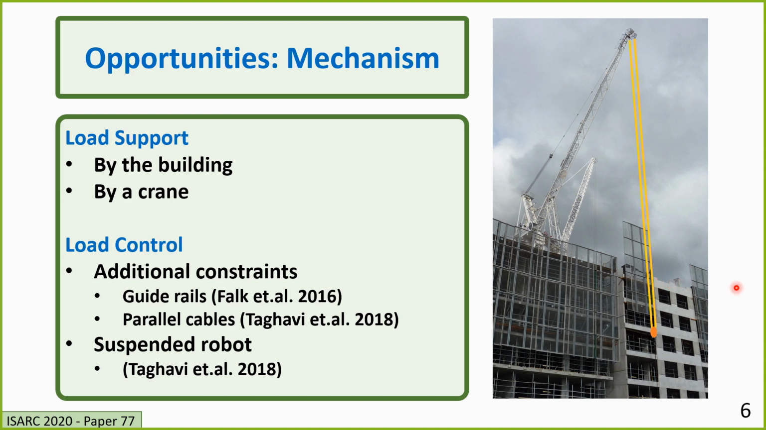So the opportunities to improve this process are in adding additional constraints, such as guide rails or cables onto the building, or having a robot that is suspended by the building. However, these require that the module and the supporting mechanism is able to be attached to the building itself. In some cases, this may not be appropriate and a crane may still be required.